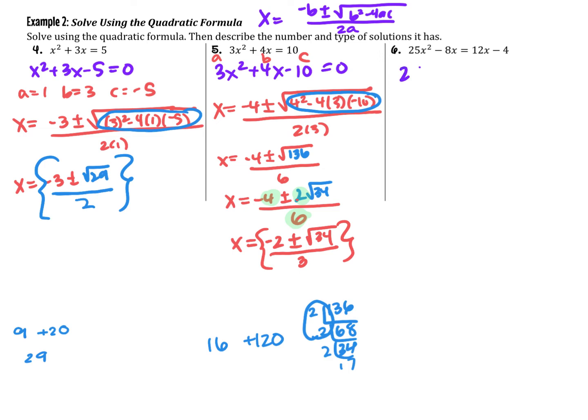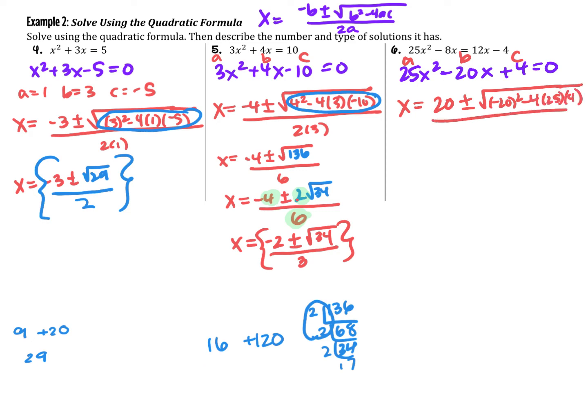So first step, get everything on the same side. So if I subtract 12x on both sides, I'm going to get negative 20x. And if I add 4 on both sides, I'm going to get plus 4. Now I'm going to identify a and b and c, and I'm going to plug them in. So the opposite of negative 20 is 20, plus or minus the square root of negative 20 squared minus 4 times 25 times 4, all over 2 times 25.